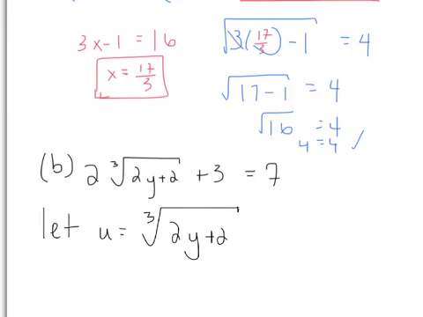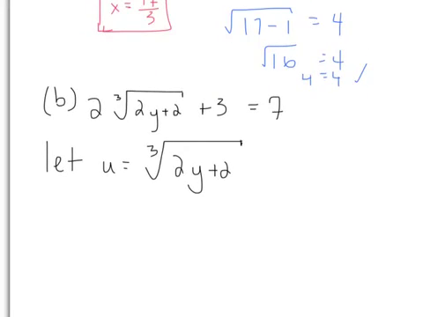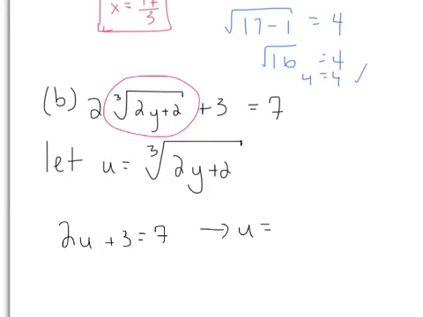Let u equal that. Well, if u is equal to that expression, then we can replace this entire thing right here with u. So this, in a sense, is like the substitution method. Replace this with a u. So this becomes 2, and instead of that whole thing, u now, plus 3 equals 7. And if we go ahead and solve this for u, we're going to subtract the 3 and divide by 2. We'll end up getting u is equal to 2.